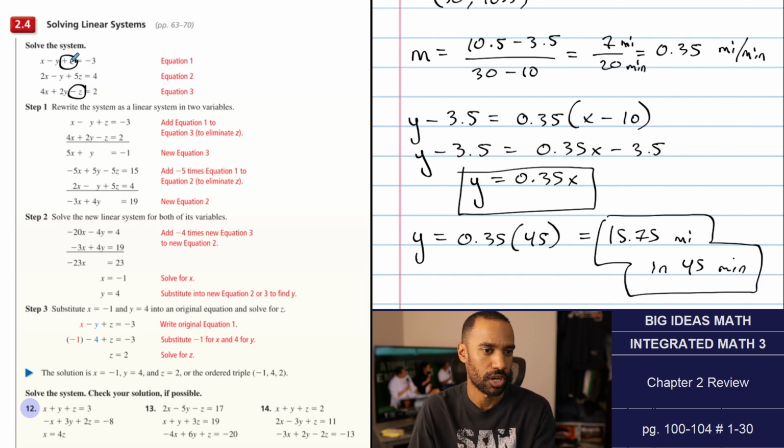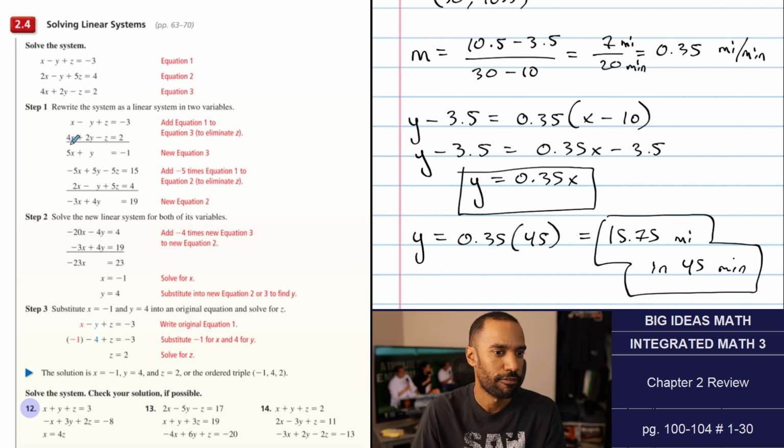Z minus z is 0. By that, I literally mean z plus negative z. Meanwhile, they're going to add x and 4x to get 5x. They're going to add negative y and 2y to get 1y. So 5x plus y equals, and negative 3 plus 2 is negative 1. Z's are eliminated. Then they're going to eliminate z's in another set of equations.